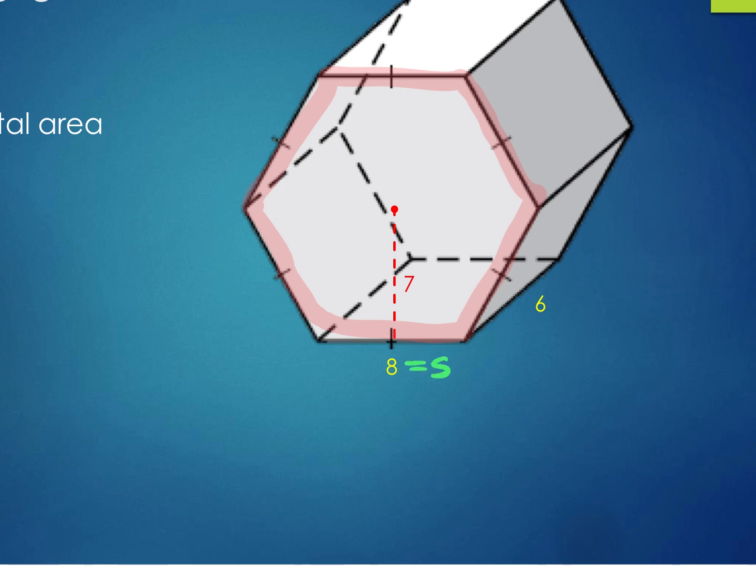The 6, remember, is not sitting on its base, so the 6 is actually the height of the prism. And the 7 is the apothem. So the 7, this is the apothem. I'll just call it A.